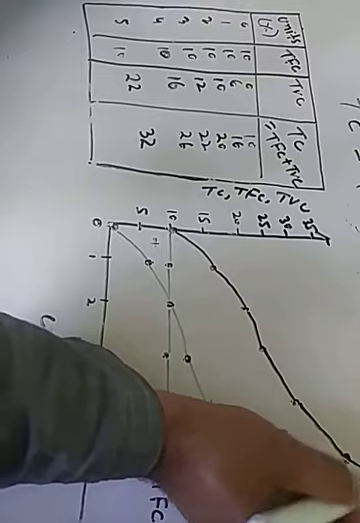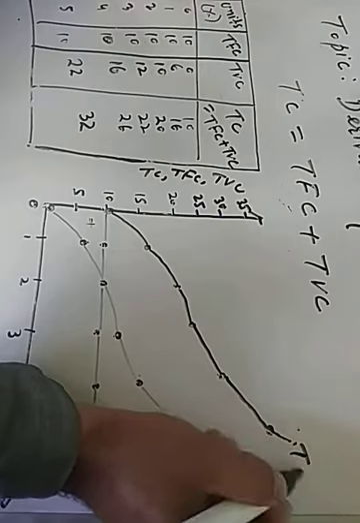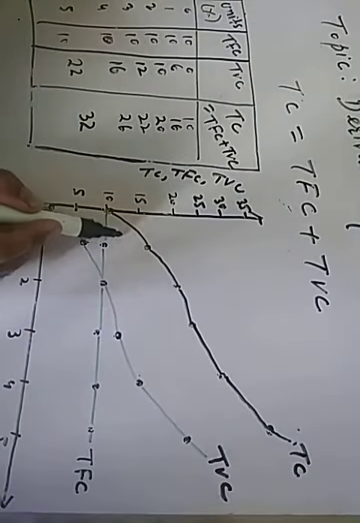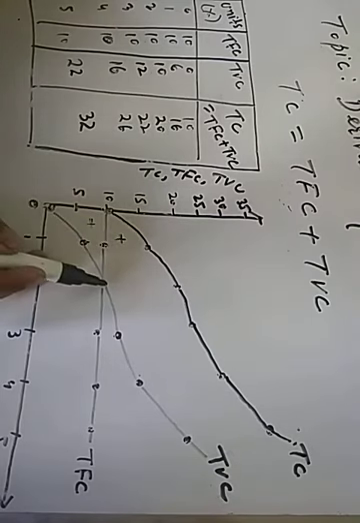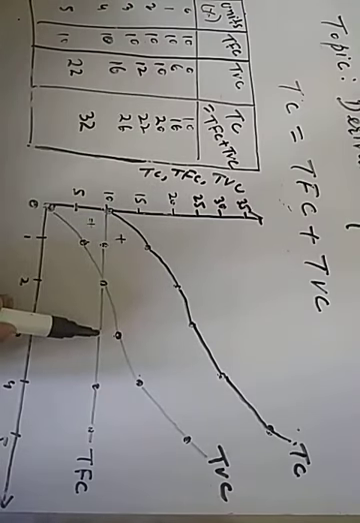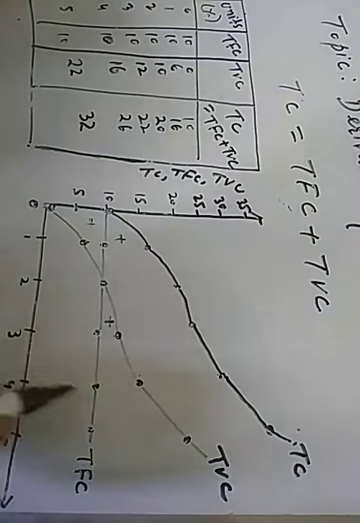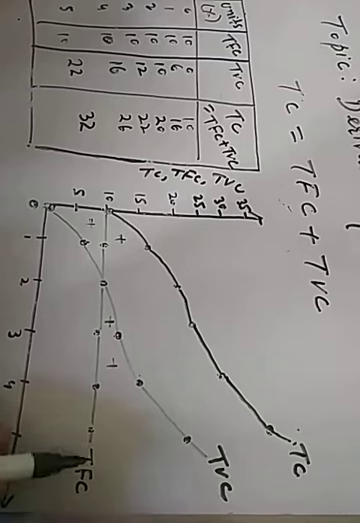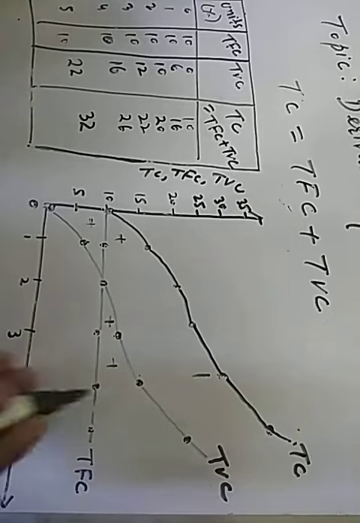This is the total cost curve, which is the vertical addition of these pointers. This and this equal to this point. This plus this point gives this point. This point on the total fixed cost curve, this point on total variable cost, addition of these pointers, vertical addition, will give a point for the total cost curve. Similarly, addition of these two points, a point on total fixed cost curve and a point on total variable cost, gives this point for the total cost curve.